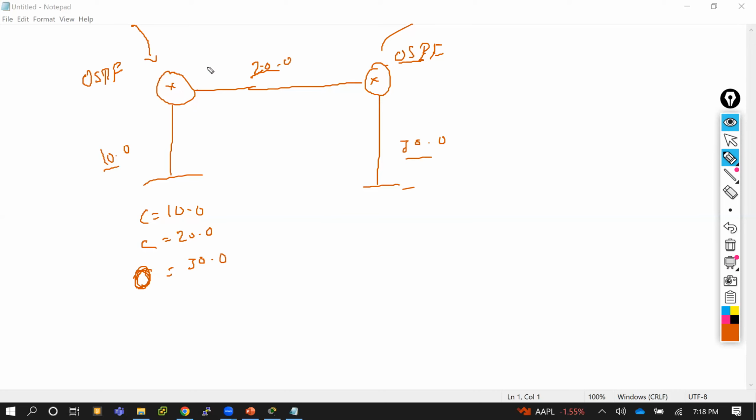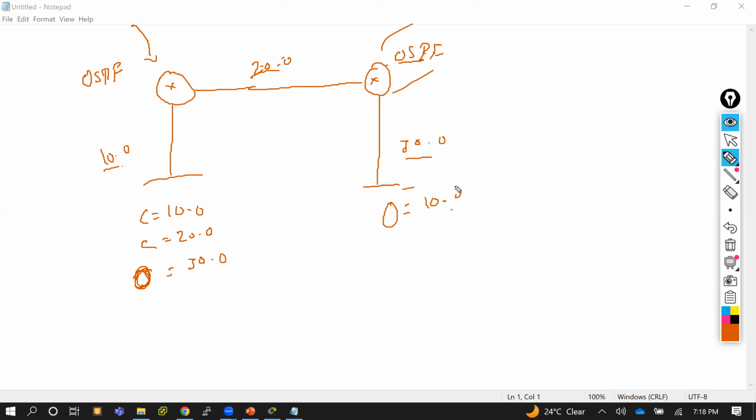Now again, this router is going to publish: boss, I have the 10.0 network and 20.0 network, if you want, you take this information. Router 2 says, I am aware of the 20.0 network, but I don't know 10.0. Yes, I'm going to take 10.0. See, automatically they form the neighbor relationship and automatically they exchange the information. That's how dynamic routing works.